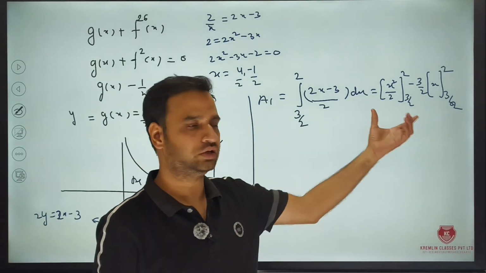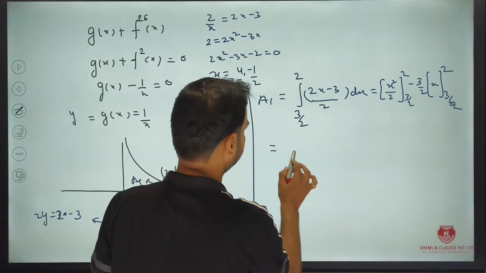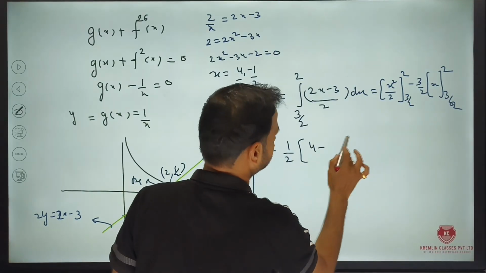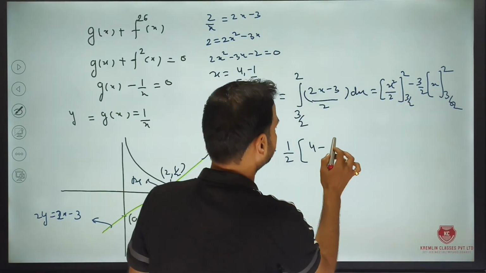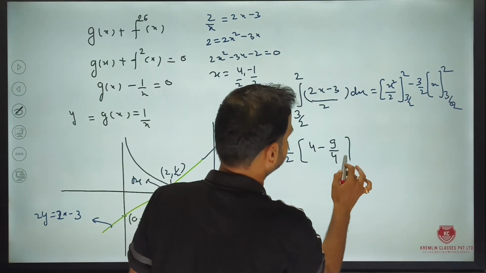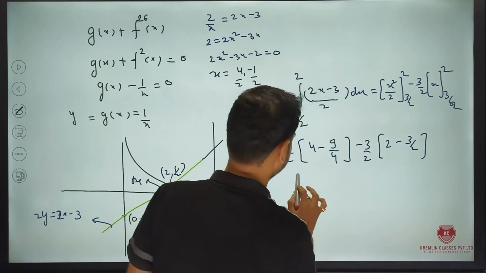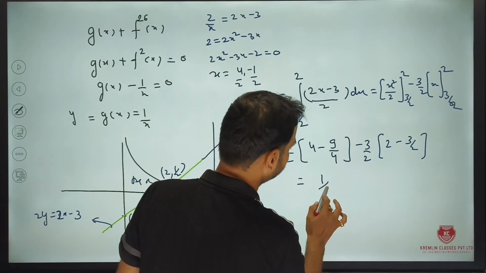So now move to the calculation. We can calculate it: 1 by 2 times, this will be 2 square, 4. This is 3 by 2 whole square, 9 by 4, minus 3 by 2 times this is 2 minus 3 by 2. So when we calculate it, it comes out to be 1 by 8.